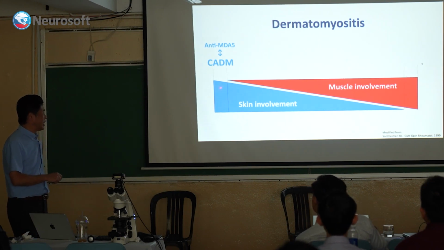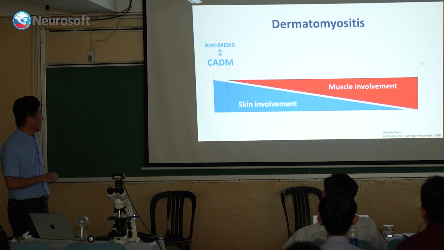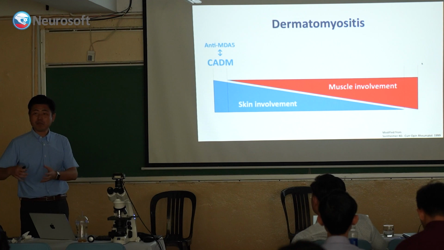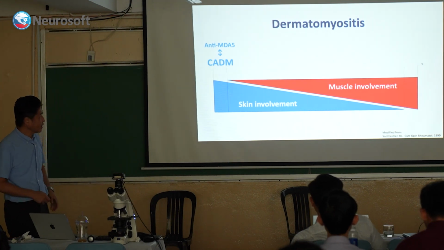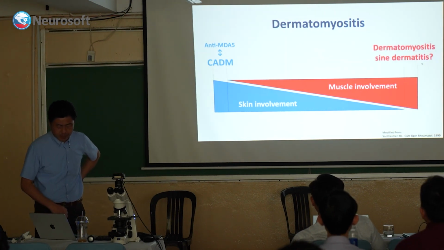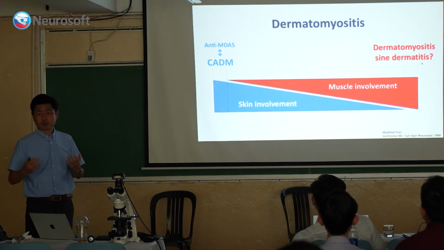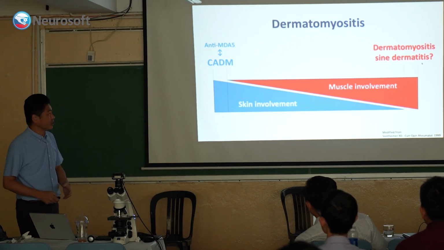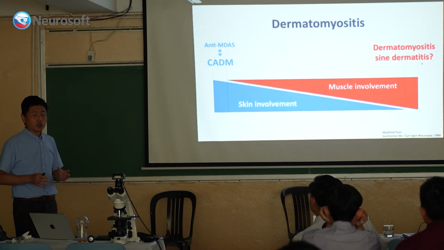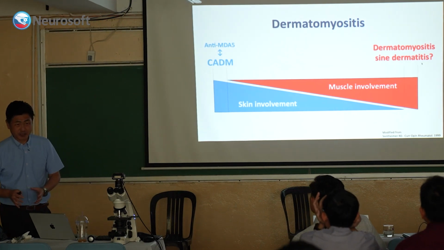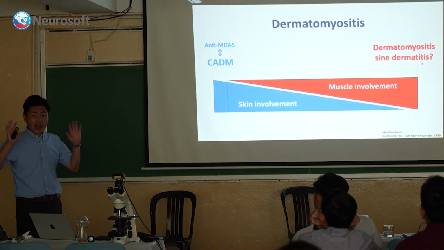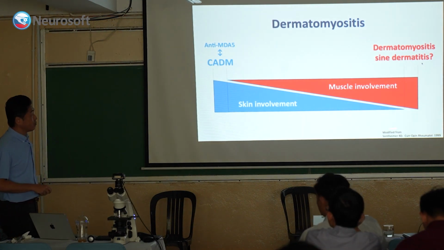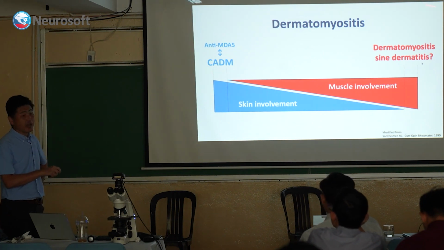CADM, you have skin rash but no muscle weakness. This is CADM. It is associated with MDA5. The question is on the other side. Maybe you have muscle weakness but no skin rash. This is called dermatomyositis sine dermatitis. Sine means without. But the problem is, for rheumatologists and dermatologists, the definition of dermatomyositis is with skin rash. For them, this type of concept is unacceptable, right? Because the definition is with dermatitis, with skin rash.